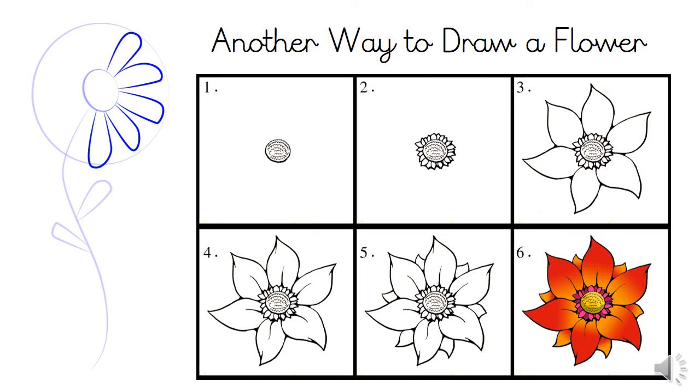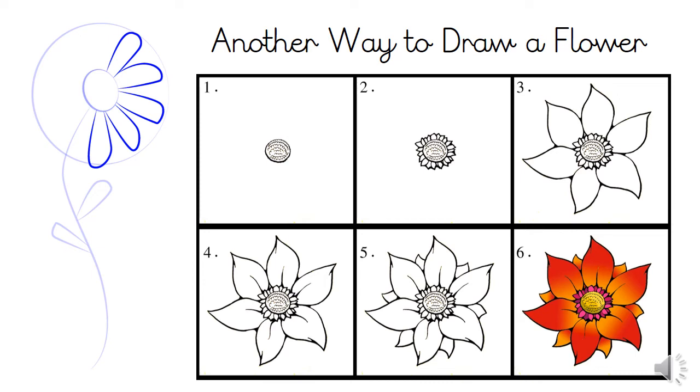So there's 6 different stages. Stage 1 is drawing the middle bit of the flower. Make sure you add some different things, and they've got little wavy lines, and it feels like the flower's 3D, so it feels like it's a real flower. Then on number 2 they've drawn some little petals around the middle. Number 3 they've drawn some bigger petals.